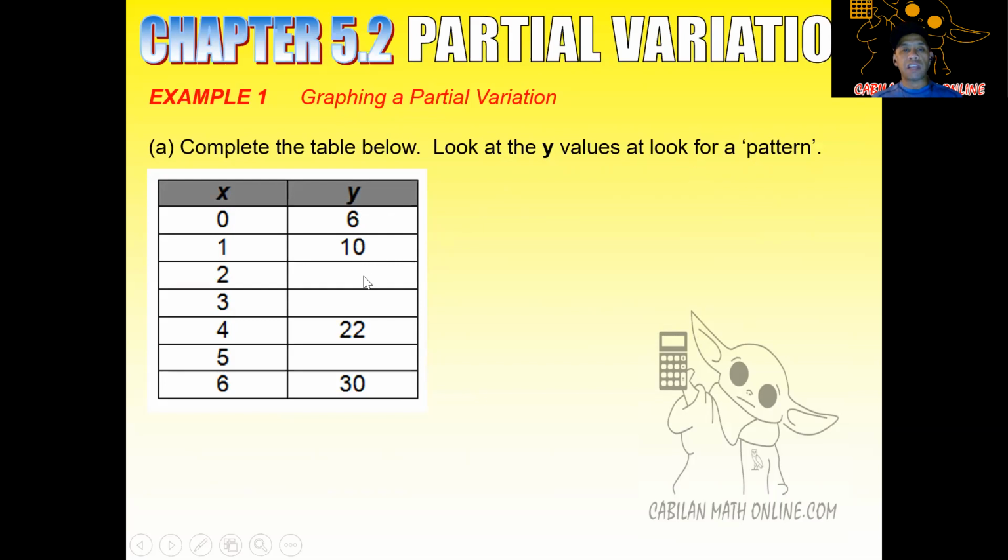When we add 4 to 10, that will give us 14. When we add 4 to 14, we get 18. And it makes sense. If we add 4 to 18, we get 22.